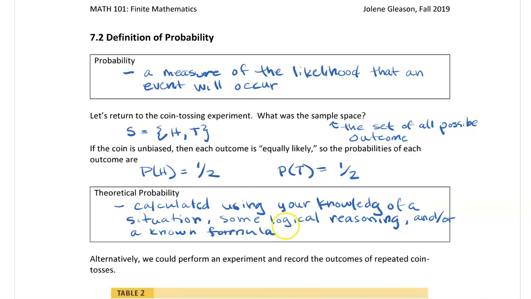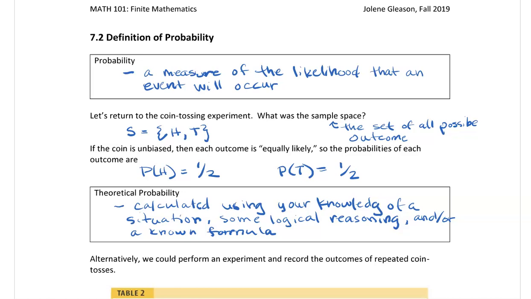Obviously, we didn't use a formula here. We just used some reasoning: we were tossing a coin with two possible outcomes, and heads and tails are equally likely, so one out of two events is heads, one out of two events is tails. That's an example of theoretical probability.